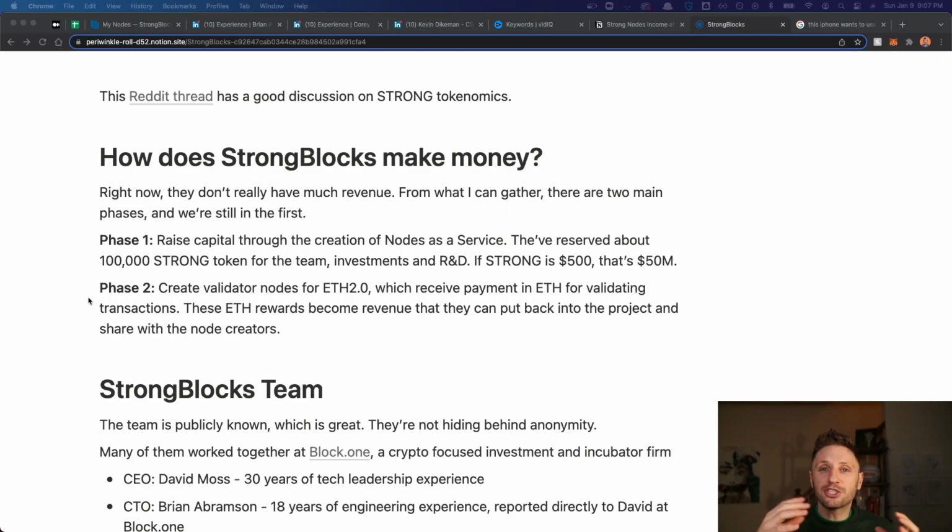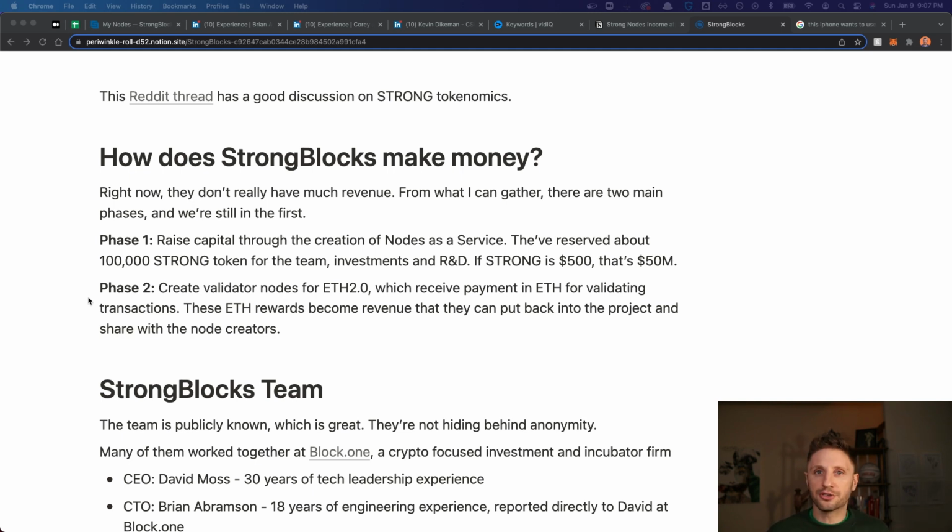Right now, they actually aren't making much money in terms of revenue. From what I've been able to gather, there's kind of two main phases of the founders being able to collect some capital and make some money on this. Right now, we're in that first phase, and that is they are raising capital through the creation of nodes as a service. They've reserved about 100,000 of the Strong tokens for the team, their investments in R&D.